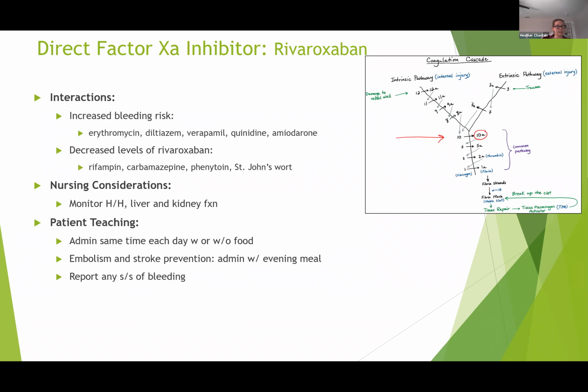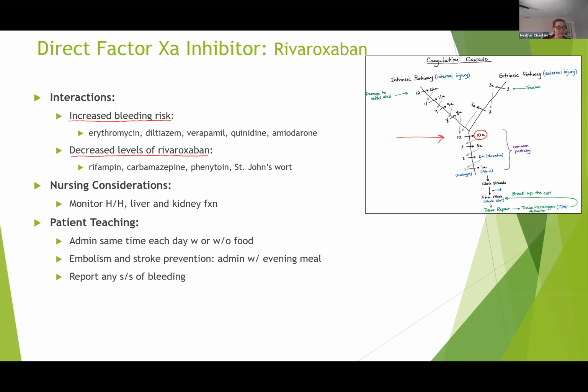So our interactions, increased bleeding risk with these medications, with erythromycin, diltiazem, verapamil, quinidine, and amiodarone. Decreased levels of rivaroxaban is going to be rifampin, carbamazepine, phenytoin, and St. John's wort. Okay. Nursing considerations: monitor your hemoglobin, hematocrit, your liver and your kidney functions. Okay, so our liver and our kidney functions, that's AST, ALT, and creatinine levels. Okay, BUN levels. Report any elevated levels to the provider.